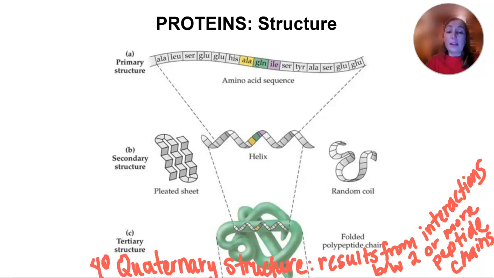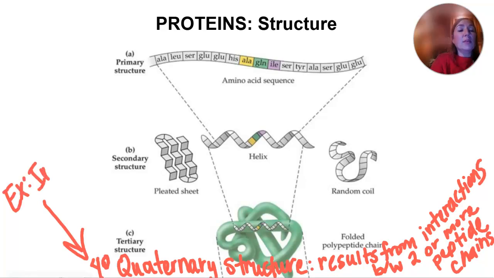Not all proteins have quaternary structure, but a classic example of something that does have quaternary structure where it's really important is insulin. It's a great example of where quaternary structure is important. So not all proteins have it, but when it does, it's about one peptide chain interacting with the next one.